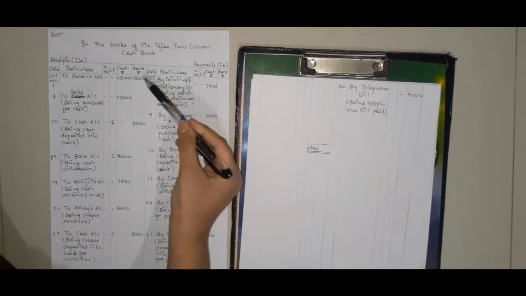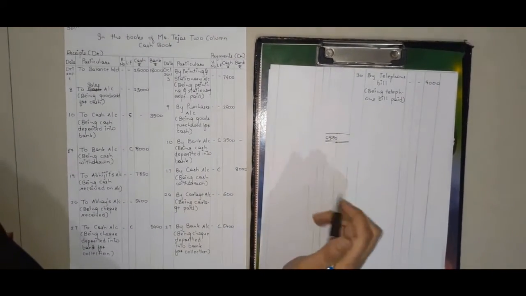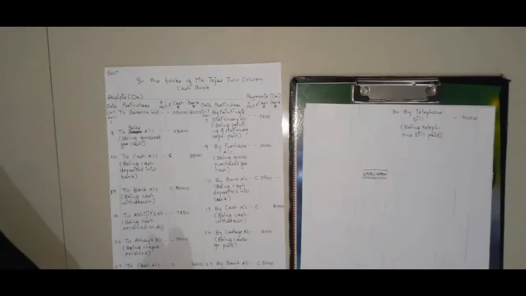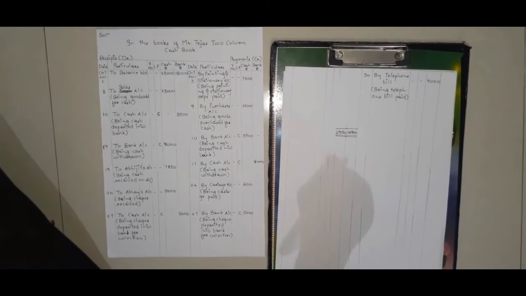Now just do the total of this bank column's amount, 18,000 plus 3,500 plus 5,400. So the total will be 26,900. I have already done the total here, so I am writing the amount 26,900 as the total of bank column. Now again we have to do the total of payment side, cash column. So 7,400 plus 26,000 plus 3,500 plus 600 plus 5,400 plus 4,000. So the total will be 46,900. So here I will write down.